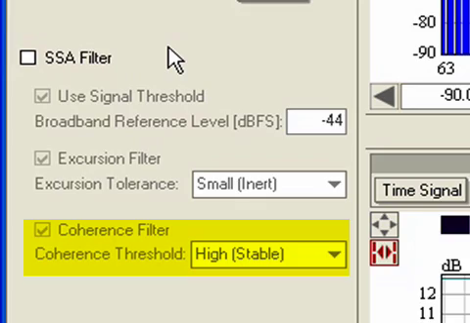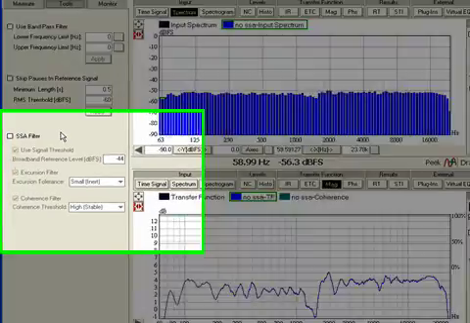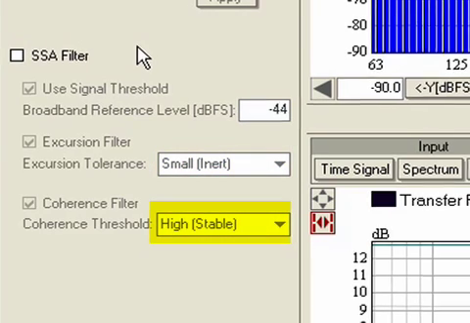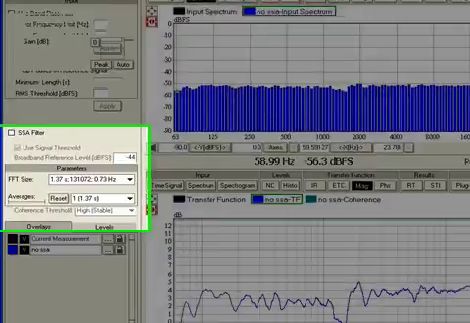So we are set up for our measurement and we have examined the SSA filter settings. We are measuring at about minus 32 dB RMS, and that's dB full scale. We are also using only one average and have set the SSA filter threshold for minus 44. Excursion filter for a small tolerance, and coherence filter requiring high coherence to be included in this measurement. Very important, notice only one average here.